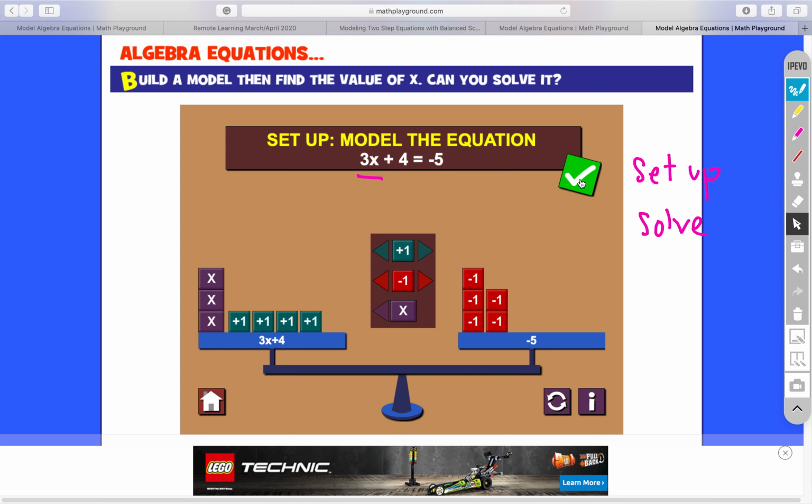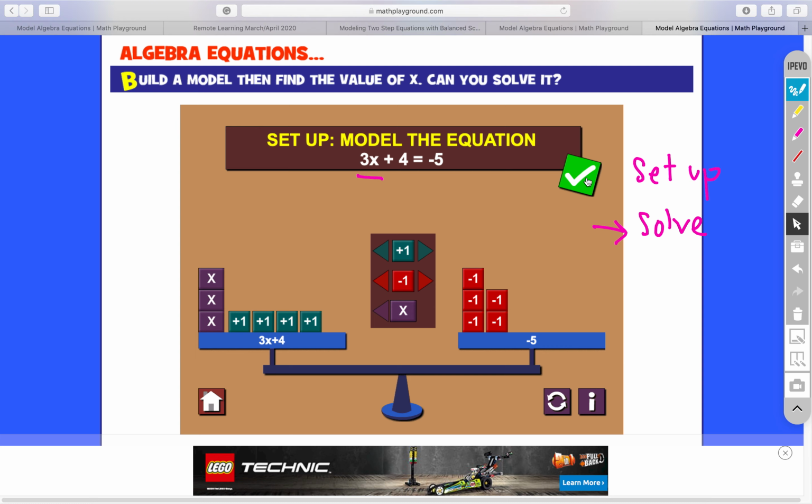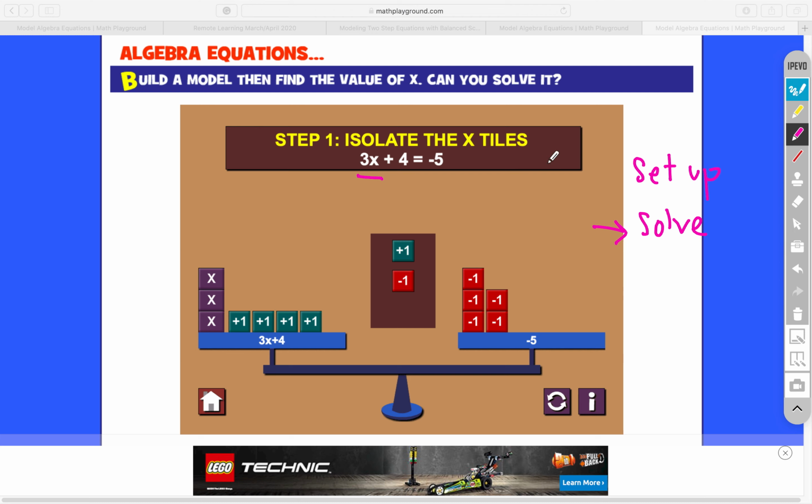So now this is where we can continue to this step. We have set up the model of the equation, and now we want to solve the equation using that model. So you're going to click this green button. You're going to hear a sound, pretty much like a little ding that says that you did it correctly. And now you want to solve the equation. You're told to isolate the x tiles.